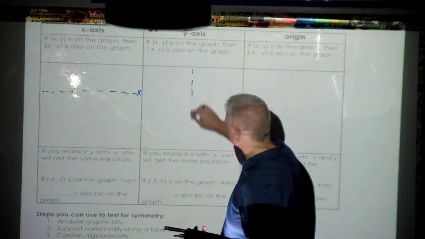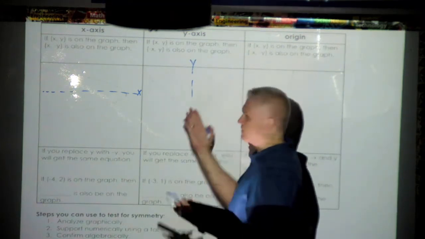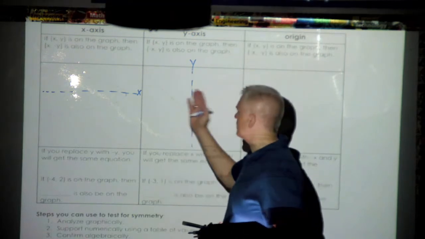Y-axis symmetry. Here's your y-axis. Again, fold the right half and the left half, and they fold directly onto each other. They are mirror images. They are symmetric.